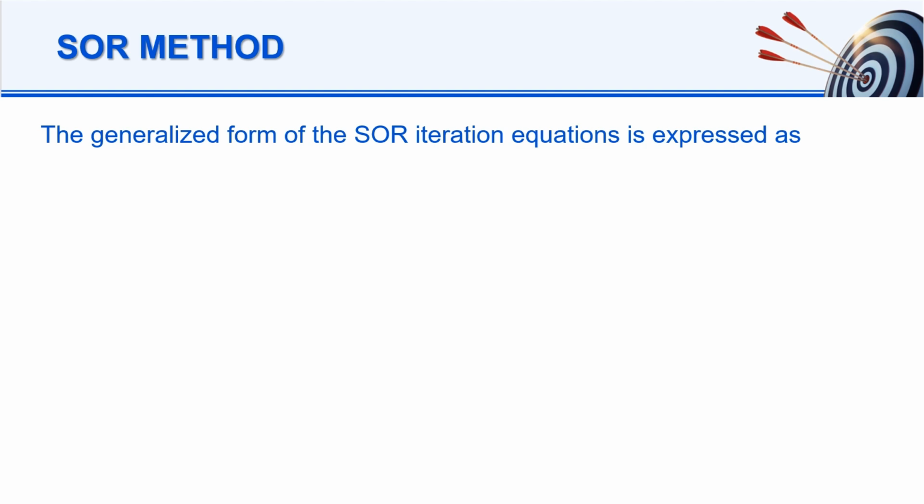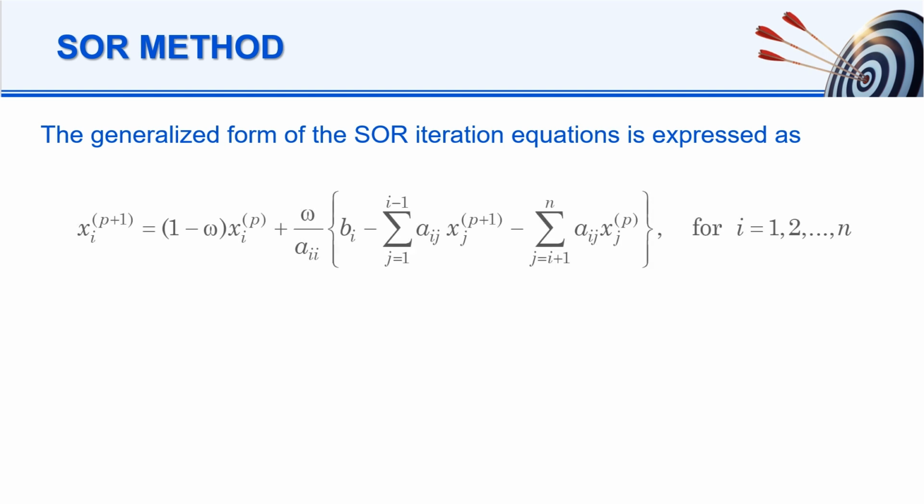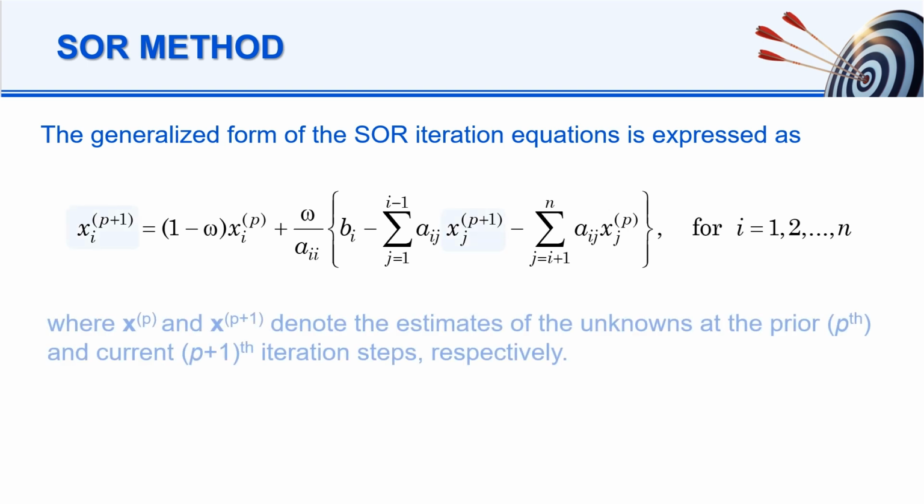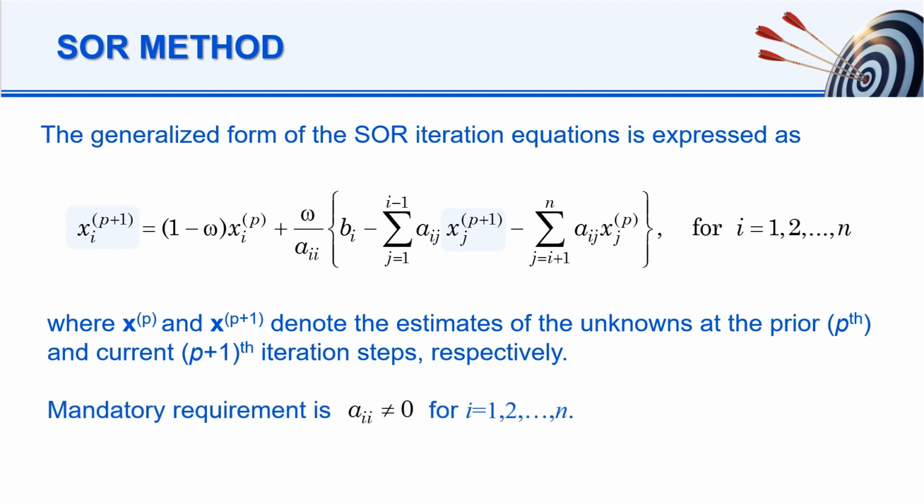The generalized form of the SOR iteration equations is expressed as follows. Here, x superscript p and x superscript p plus 1 notations denote the estimates at the prior and current iteration steps, respectively. The mandatory requirement is that the diagonal elements of the coefficient matrix be non-zero.